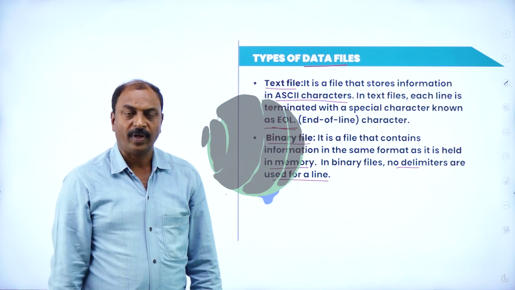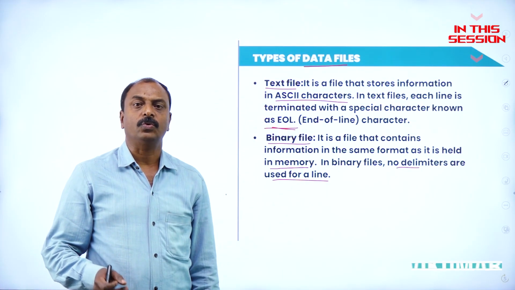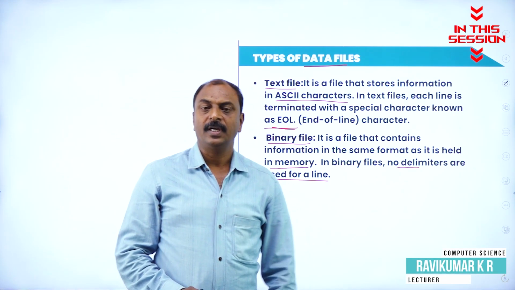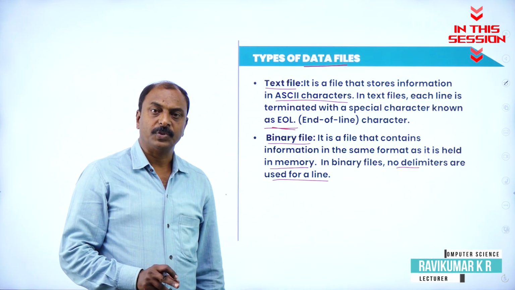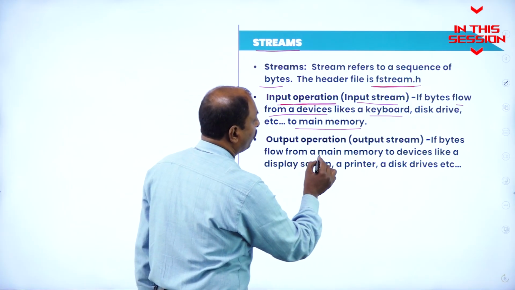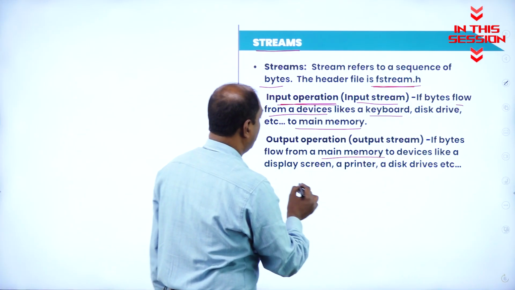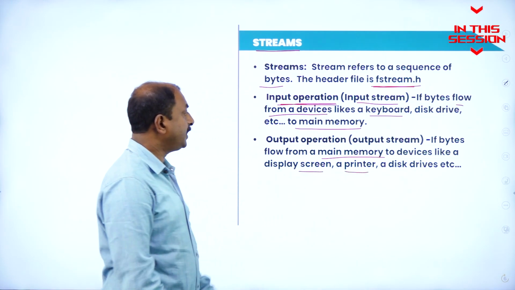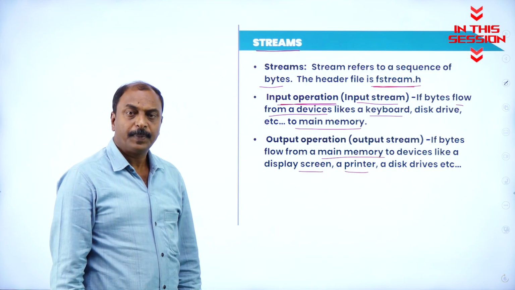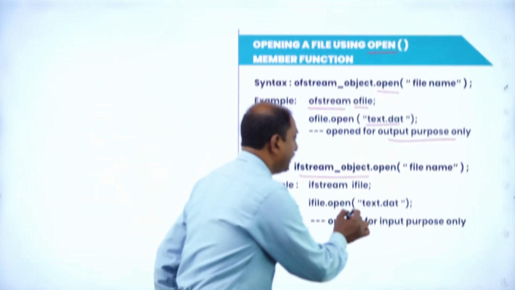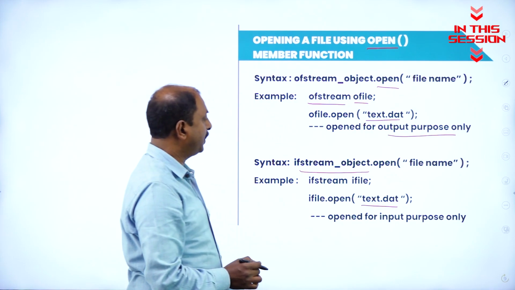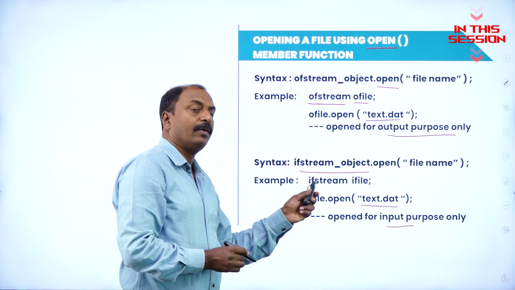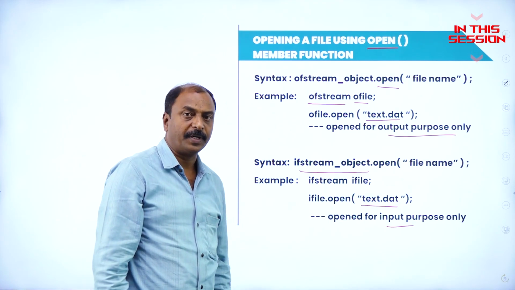There are two types of file. One is the text file, which stores only ASCII characters, and the other is the binary file, which stores the information exactly as it was stored in computer memory. If bytes flow from main memory to devices like a screen or other output devices, it is called an output operation. It happens through the output stream. The text.dat is a file. It is opened for input purpose because we have used the class IOStream. It stands for input operation.